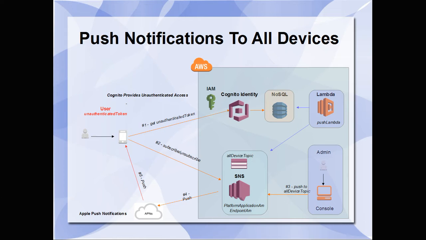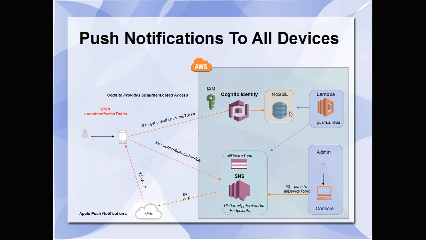Okay, so once again, I have a push Lambda here if I wanted it. When a notification gets pushed to the all device topic, I could have a Lambda function listening and registered with that topic and store something in my database to keep track of what's going on, or log it in the console so CloudWatch could see it.